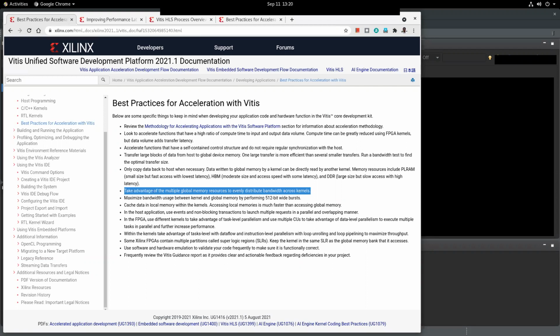Maximize bandwidth usage between kernel and global memory by performing 512-bit wide bursts. Cache data in local memory within the kernels. Accessing local memories is much faster than global memory. And this is extremely important. Okay, so storing data in BRAM and trying to access it from there is much better.